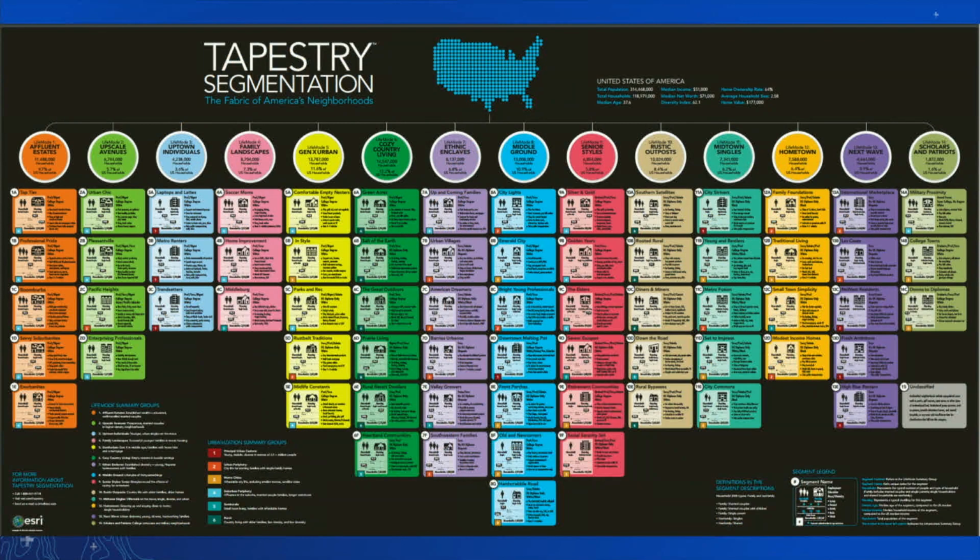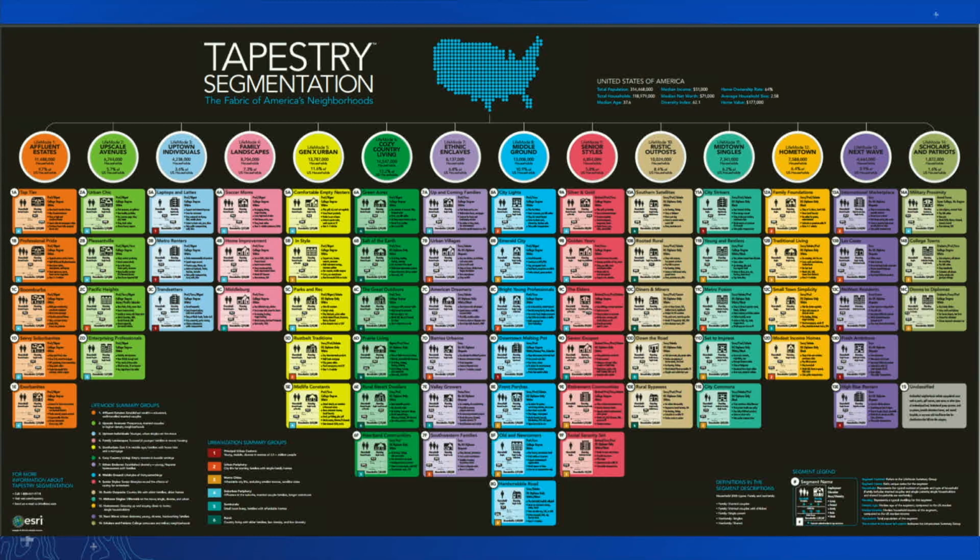One of the data sets I really like to highlight is this really popular data set called Tapestry Segment. How many of you are familiar with Tapestry Segment or have heard about it? Great, yeah, so a lot of you. As I said, this is a really great data set. What it is, essentially, is a market segmentation of all the households in the US into 67 distinctive segments. And those segments are created based on the socioeconomic and demographic characteristics of the households.